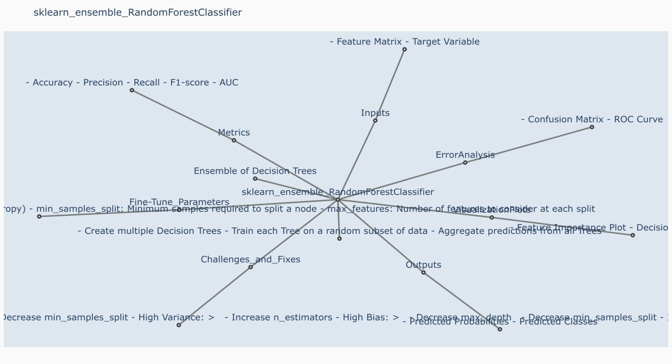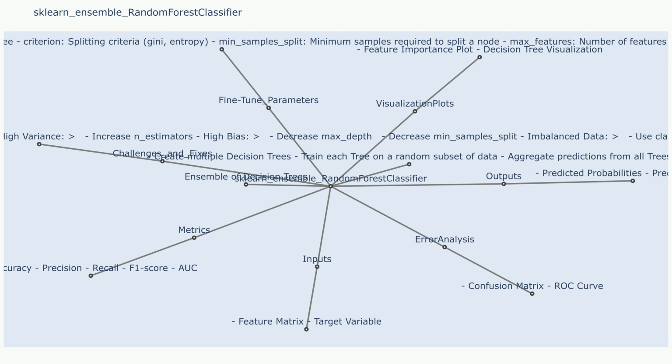sklearn ensemble RandomForestClassifier. Description: the random forest classifier is an ensemble learning method for classification tasks that operates by constructing a multitude of decision trees during training and outputting the class. That is, the mode of the classes for classification, or the mean average prediction for regression, of the individual trees. Inputs: X, the training input samples.